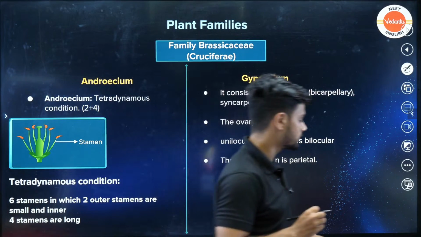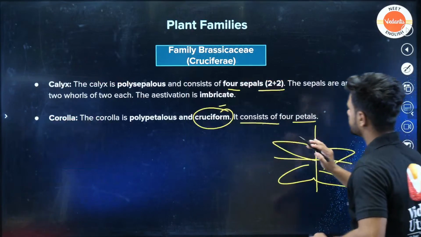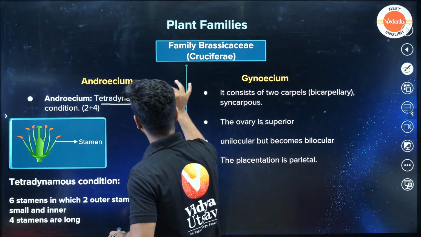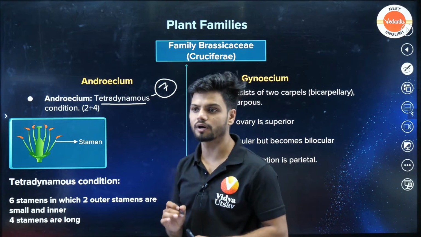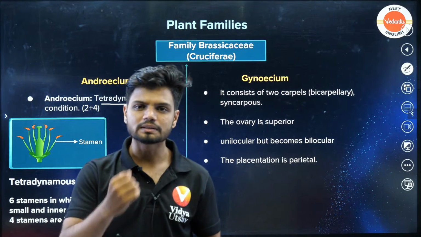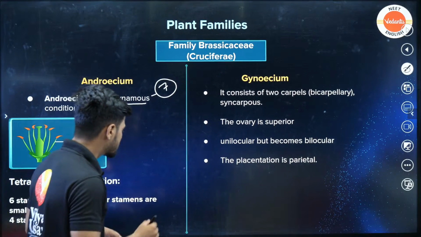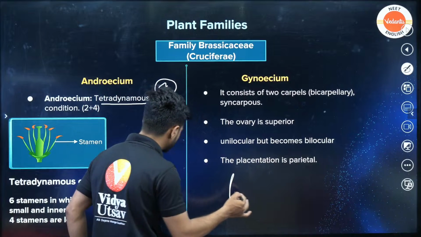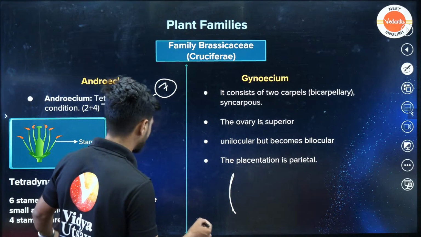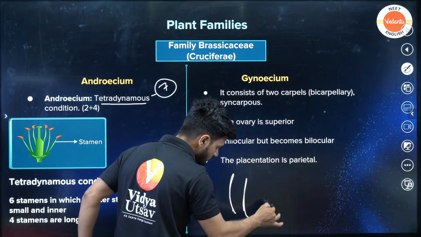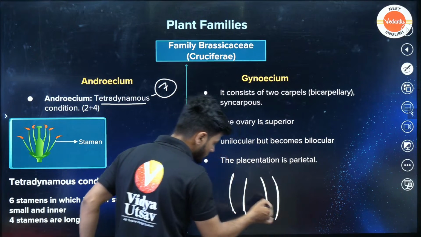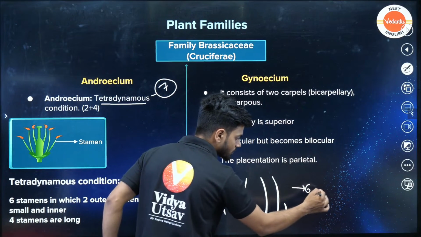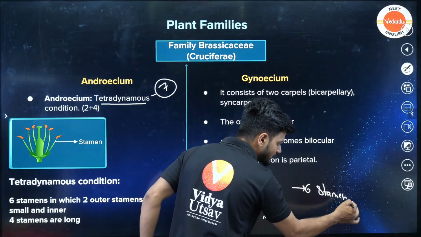Now students, listen to me very carefully. The question which has been asked repeatedly. This is the sixth point, right? The seventh point is going to be your tetradynamous condition. Now, what is the tetradynamous condition? Listen to me very carefully. This is basically the arrangement of your stamens. In the tetradynamous condition, we have 6 stamens in total.